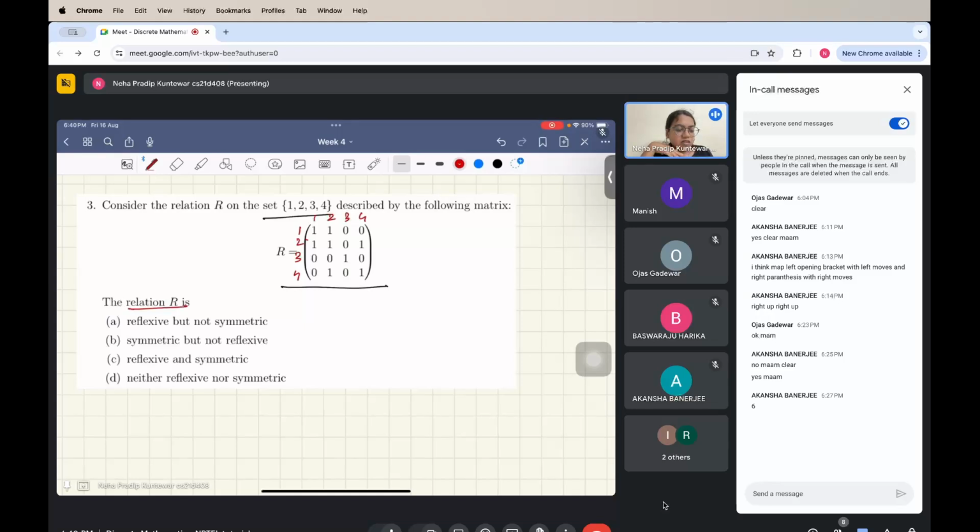The question is whether they are reflexive or symmetric. We're not talking about antisymmetry or transitivity at this point. We're simply asking about reflexivity and symmetry. Reflexivity says that for all A, A is related to itself. Symmetry says that for all A, B, A related to B implies B is related to A. I see a couple of answers. I'll wait for a minute for others to think, and then we will discuss this.